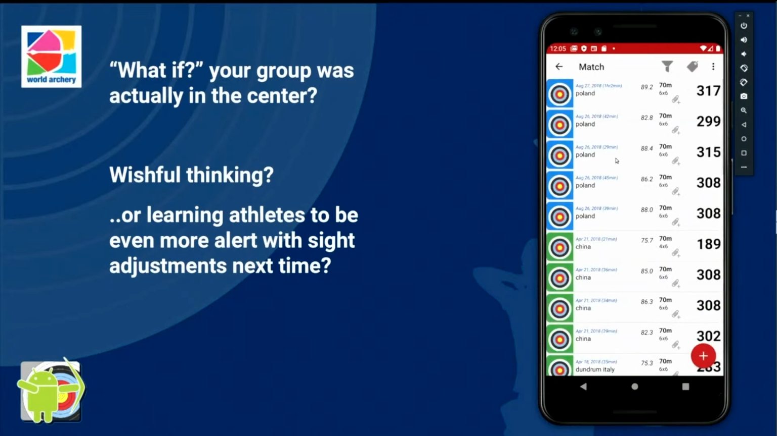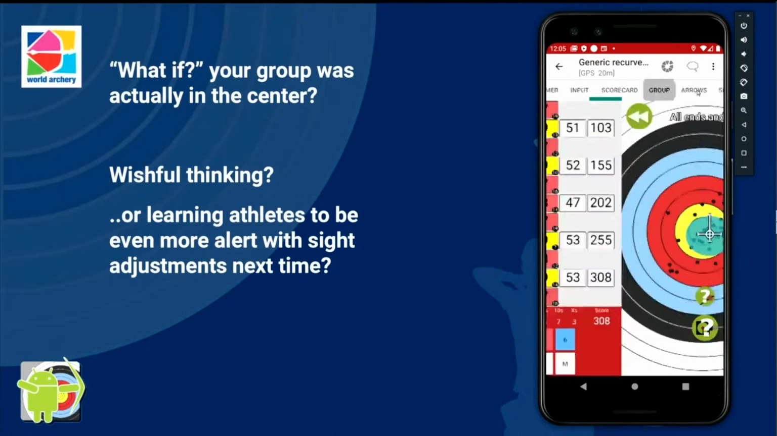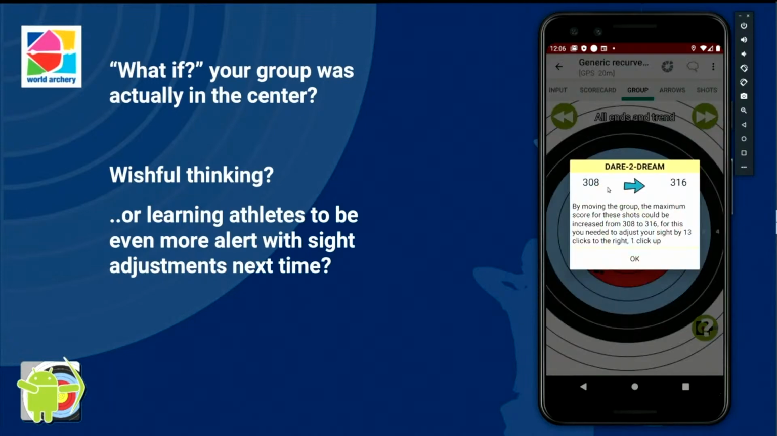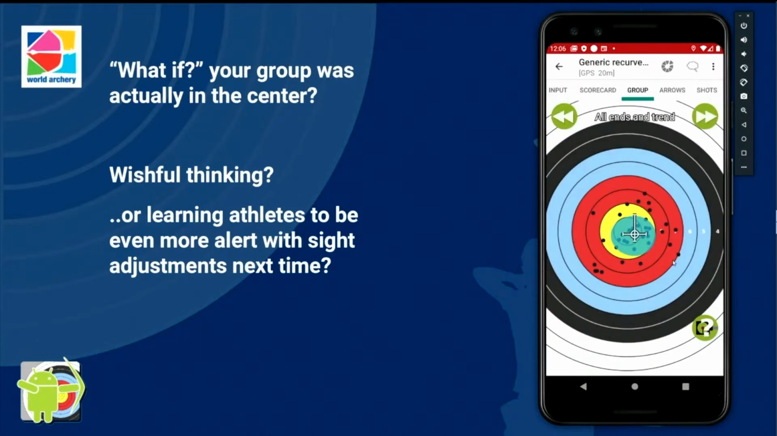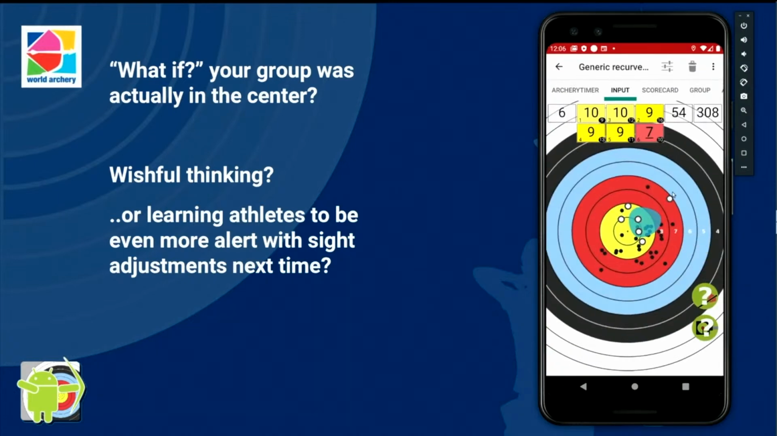So let's have a look at another session of this archer. Let's take the 308 and check whether this is like a recurring thing. We go to group, press the Dare to Dream button, and we see that there were 8 points in this 308. So even with this group that looks like it is pretty much centered, there's still 8 points to be gained.